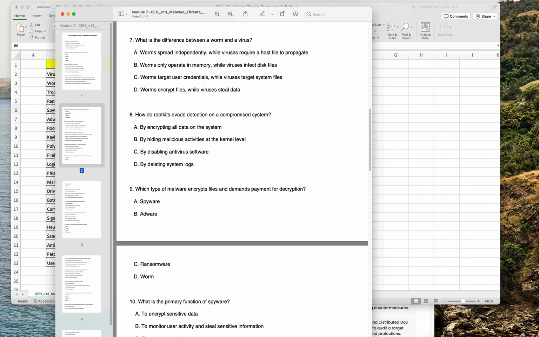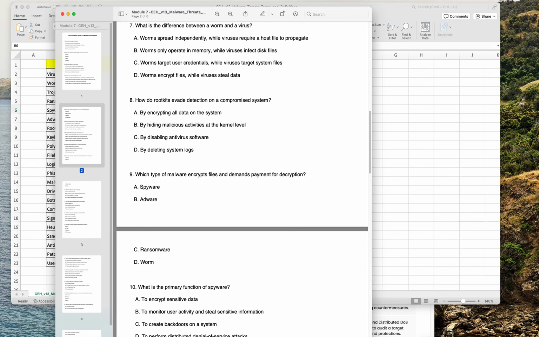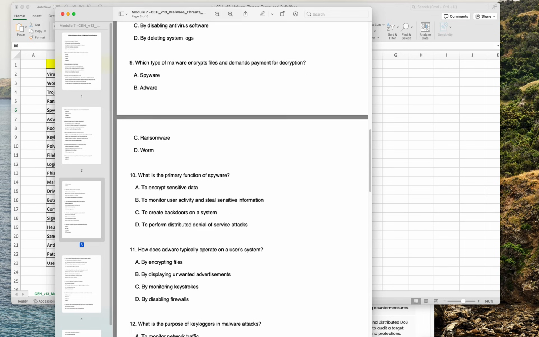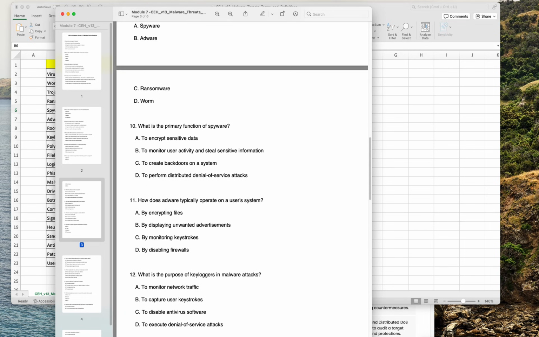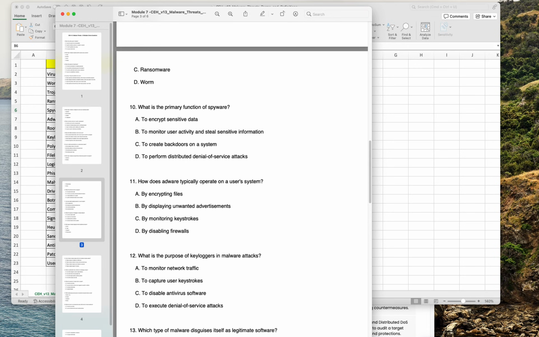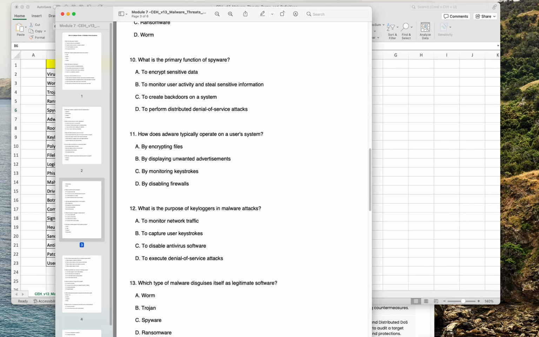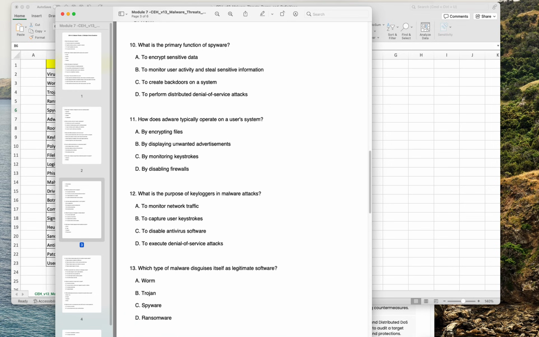How do rootkits evade detection on a compromised system? That's a pretty good question. Which type of malware encrypts files and demands payment for decryption? Actually, we just went over that, so there it is. What is the primary function of spyware? We went over that. How does adware typically operate on a user's system? This is a good question.